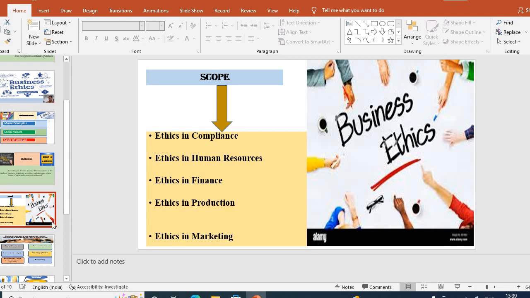The final scope is ethics in marketing. Marketing is an important part of every business organization. It improves the sales and profitability of the business. Marketing practices should be ethical and should avoid the adoption of any unfair trade practices.